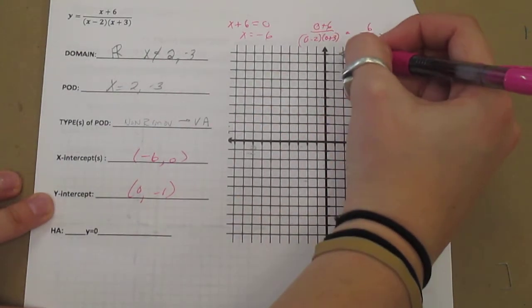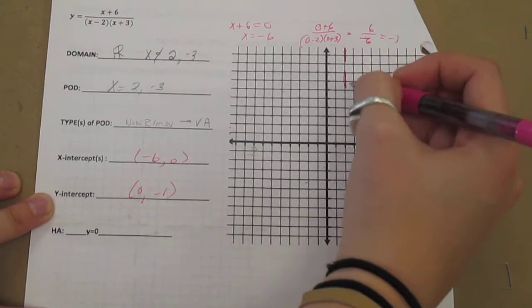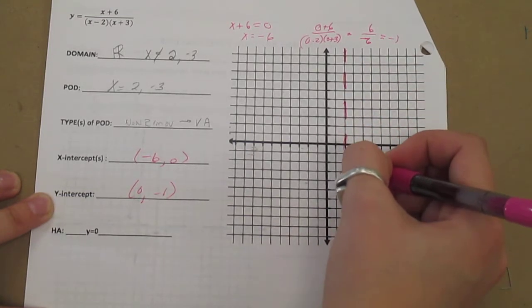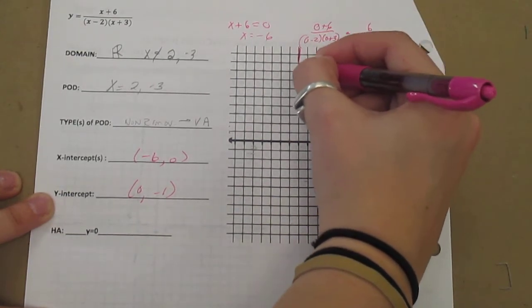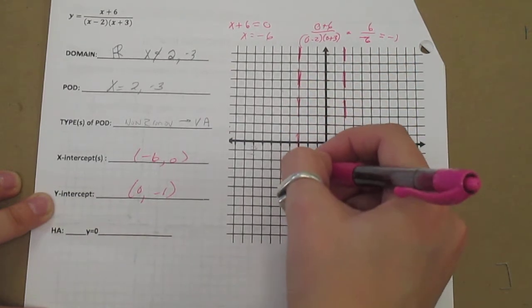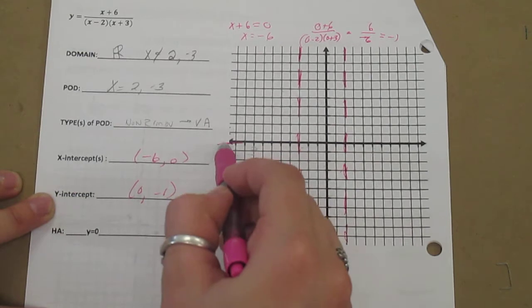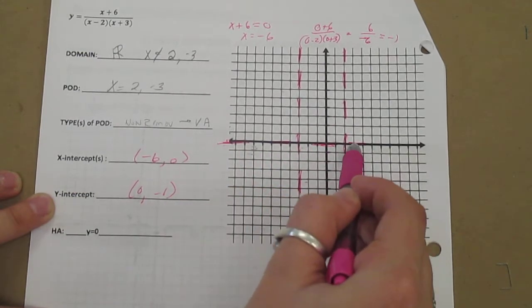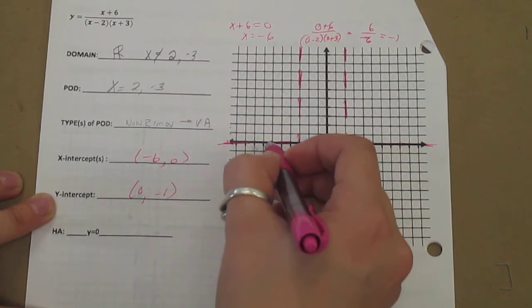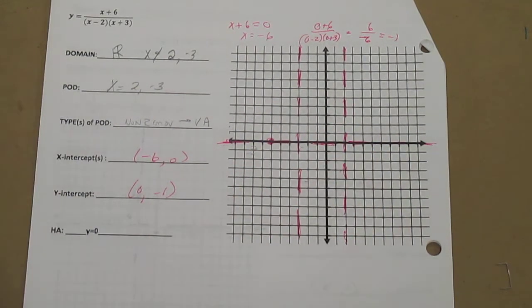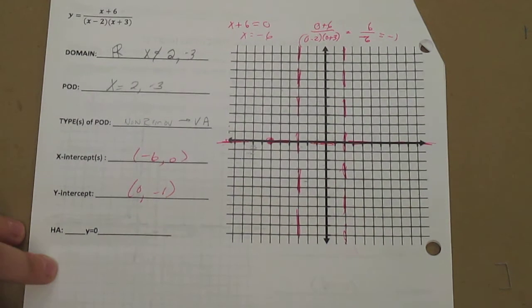So I have a vertical asymptote at 2. A vertical asymptote at -3. A horizontal asymptote at 0. X-intercept at -6. 1, 2, 3, 4, 5, 6. I know that that's on the horizontal asymptote. Remember, I told you guys on Tuesday that the horizontal asymptote is kind of like a screen window instead of like a solid window, where sometimes it can go through it a little bit. And then the y-intercept is at 0, -1.